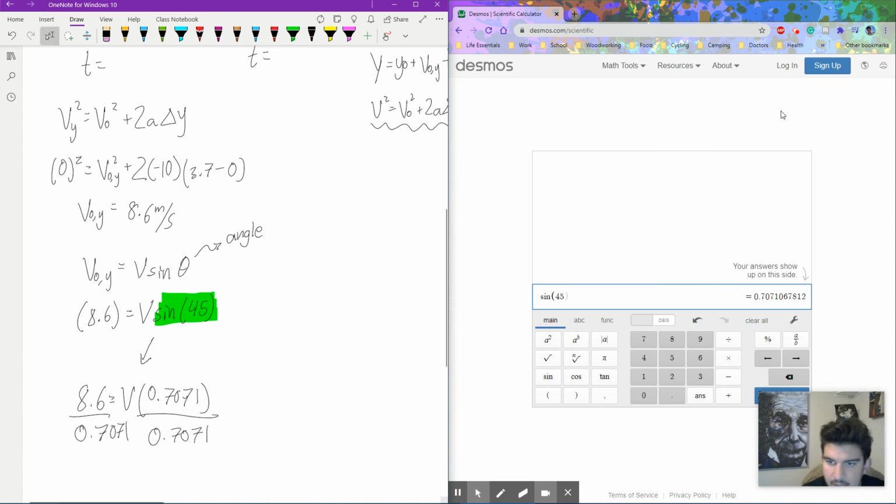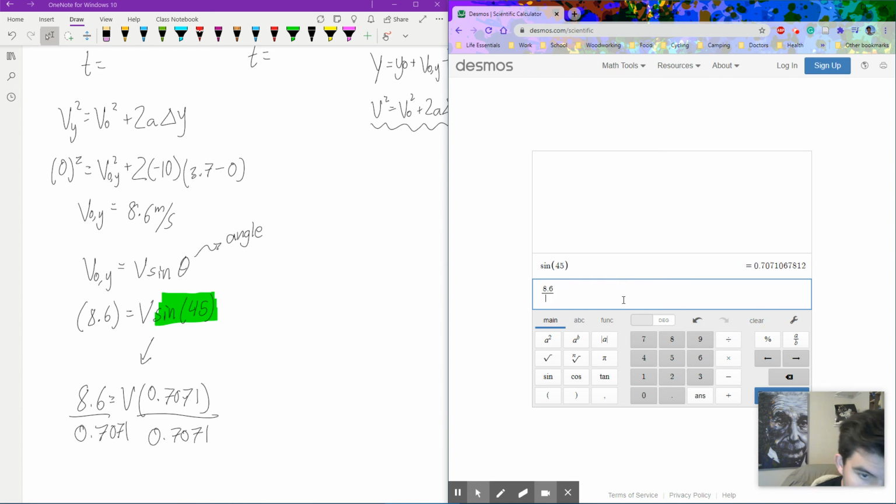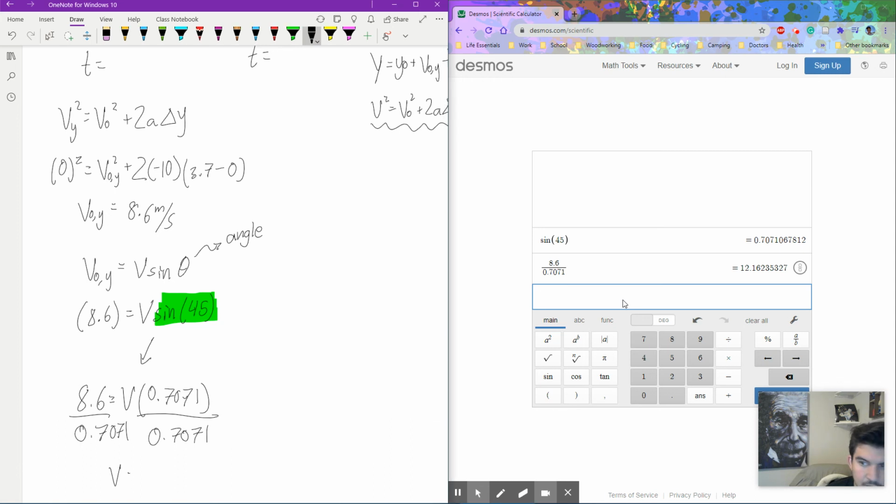0.7071, and that gives us an answer of 0.6 divided by 0.7071. That gives us that big V is about 12.16 meters per second. Okay. Now, for your own algebraic knowledge, you don't have to convert it to a number in order to divide.